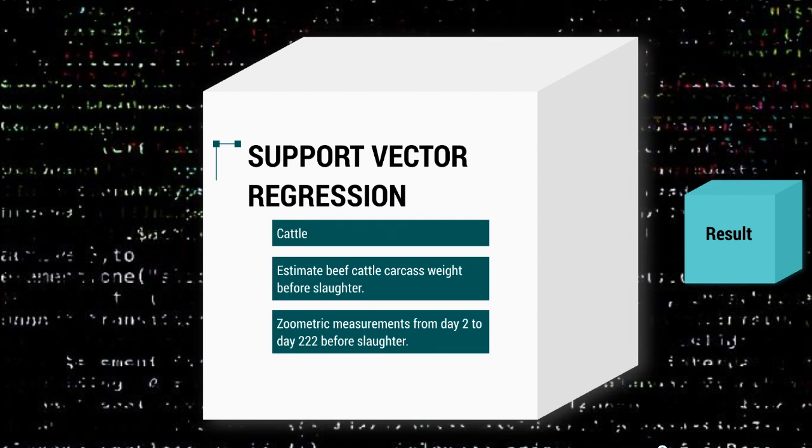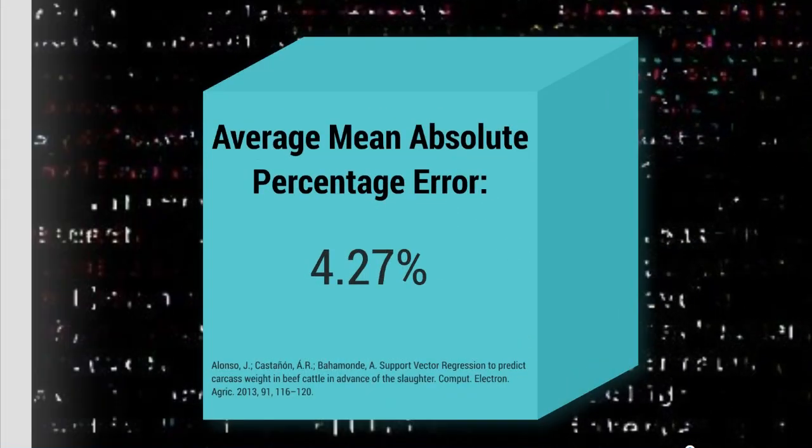Based on the geometric measurements of cattle, the carcass weight of beef cattle is being estimated using the SVR approach before slaughter. The average mean absolute percentage error is very low at 4.27%, which is highly accurate.